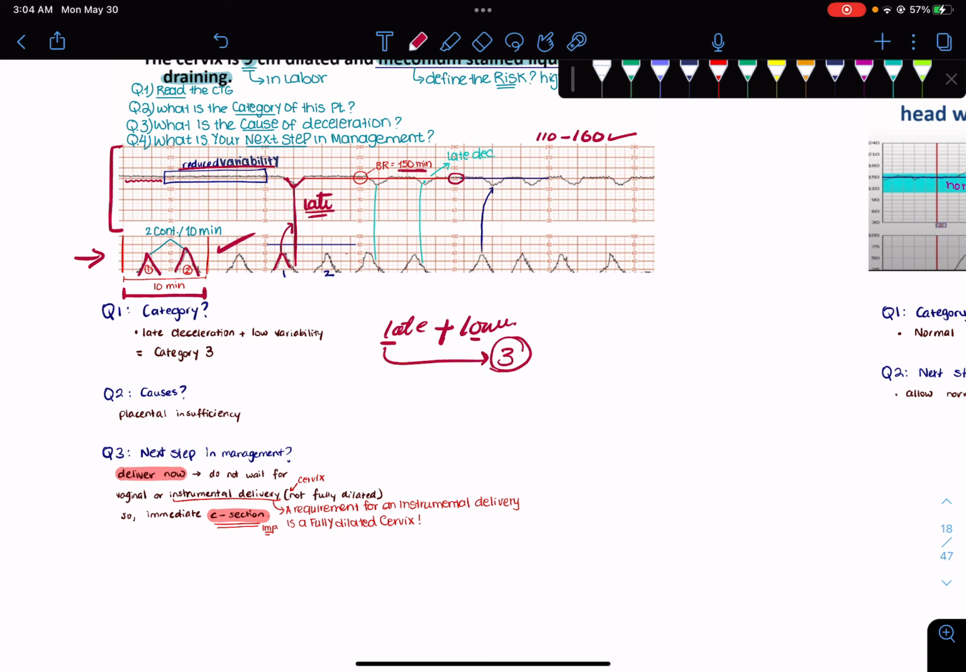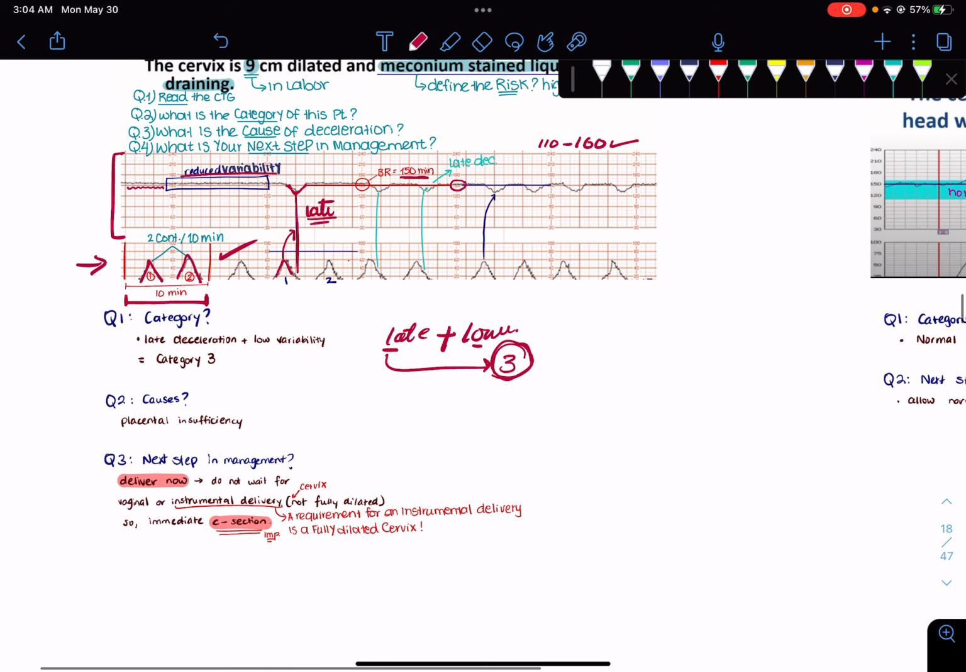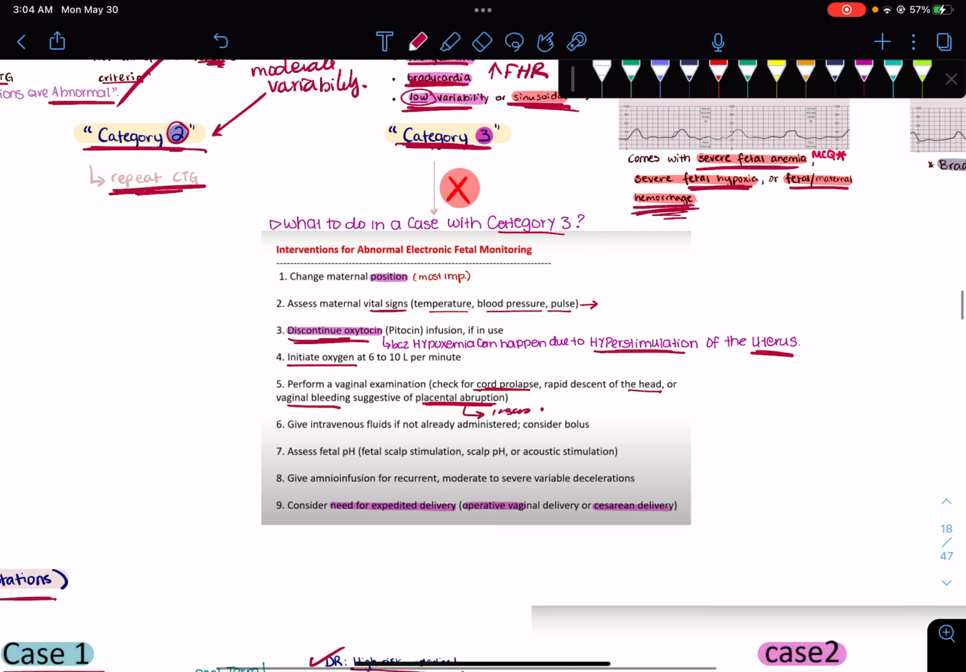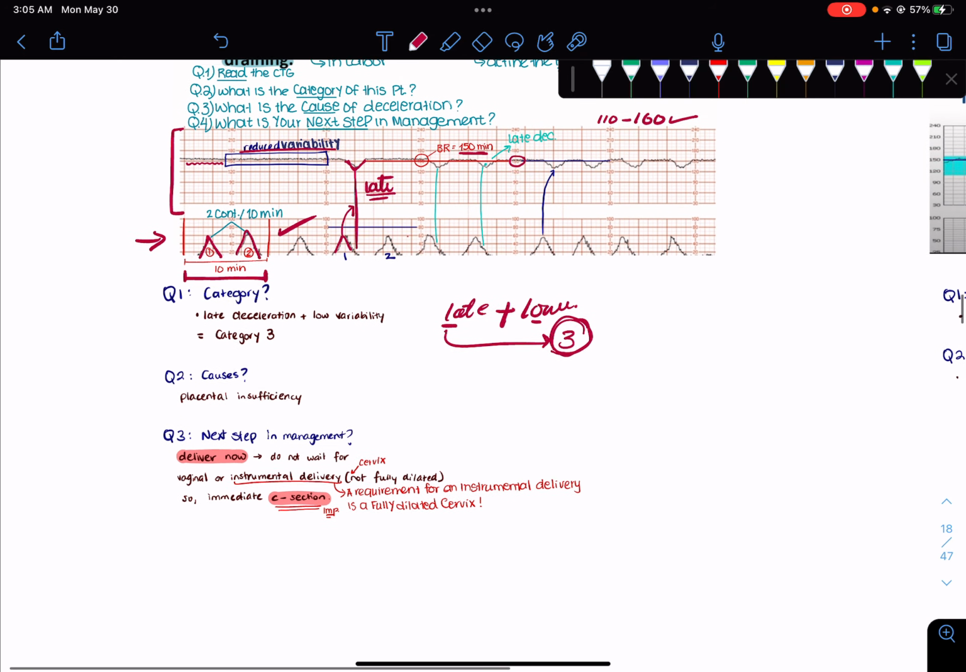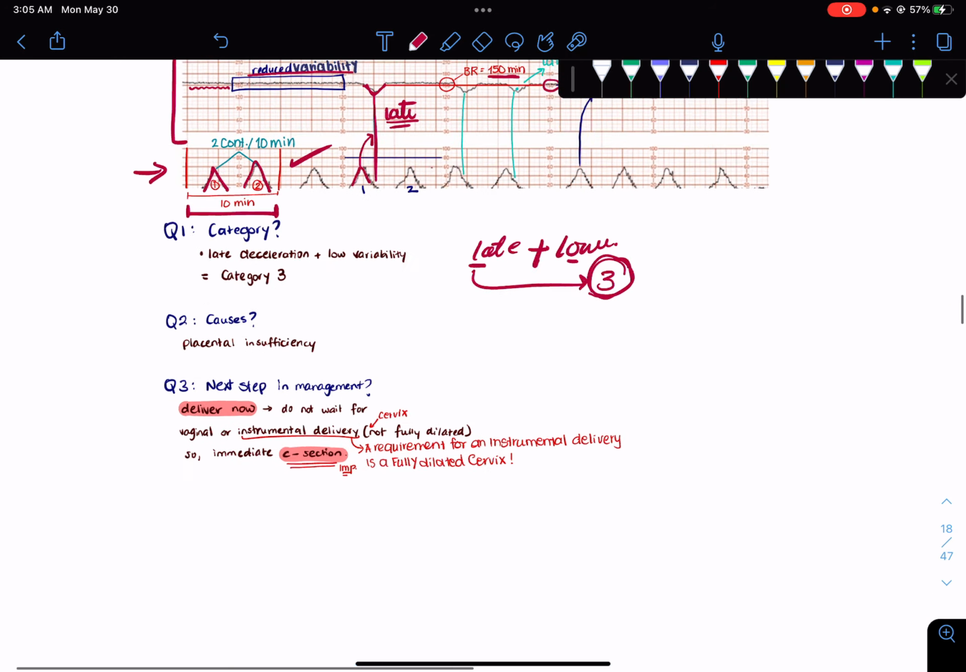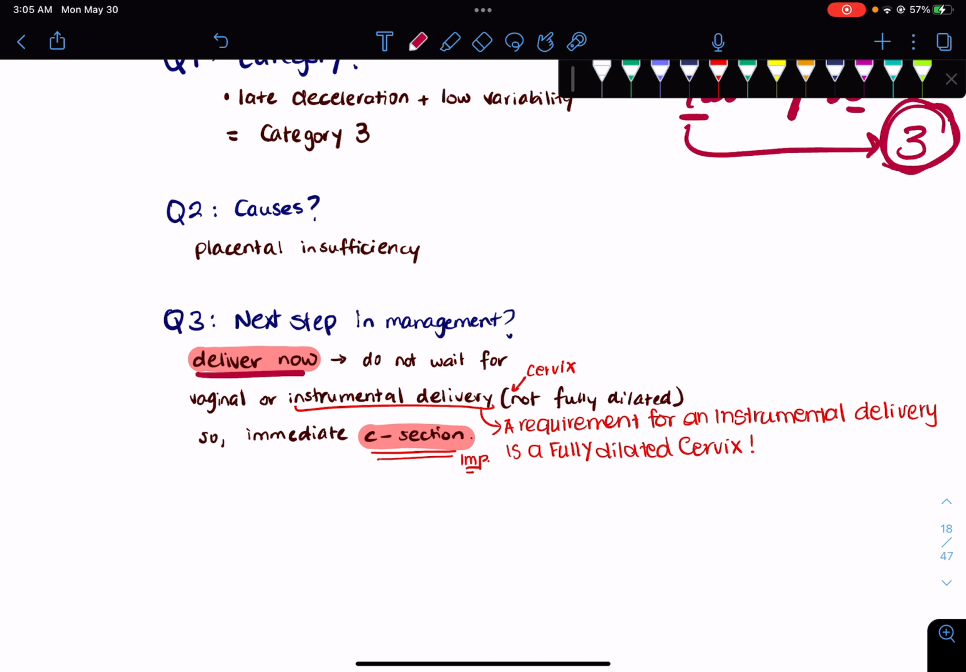Late decelerations are due to what? Are due to placental insufficiency. حلو. طيب in category 3 إيش قلنا إحنا فوق? We talked about what to do in this case. Due to a placental insufficiency, we want to deliver now immediately. Do not wait for the vaginal or instrumental delivery.